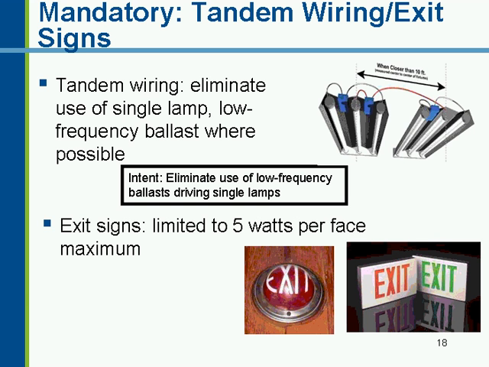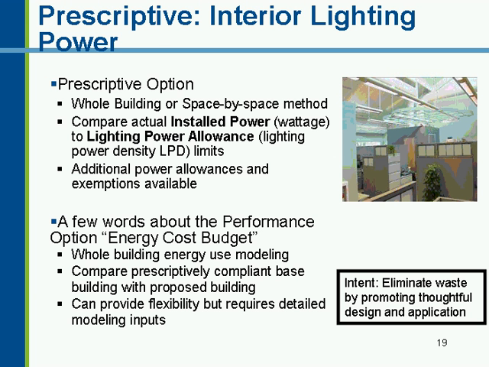Now, if you're using high frequency ballast, typically electronic ballast, this isn't a concern. It's only when you're using those low frequency ballasts. Not much use of that these days, but it's still in the standard. The final mandatory requirement has to do with exit signs. Simply, they must be 5 watts per face or less, and that's easily achievable today with newer technology, including LEDs. That completes the mandatory requirements. So let's look at the interior lighting power requirements, that second major section.